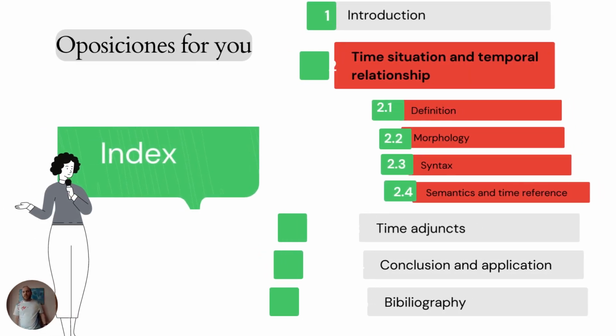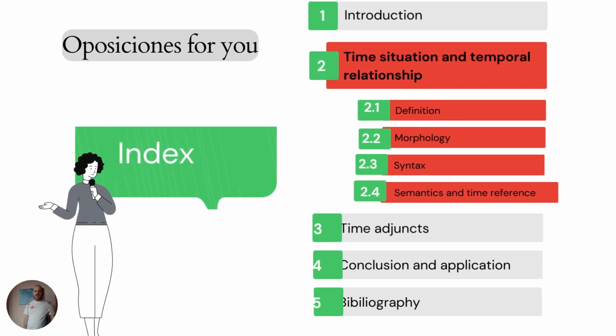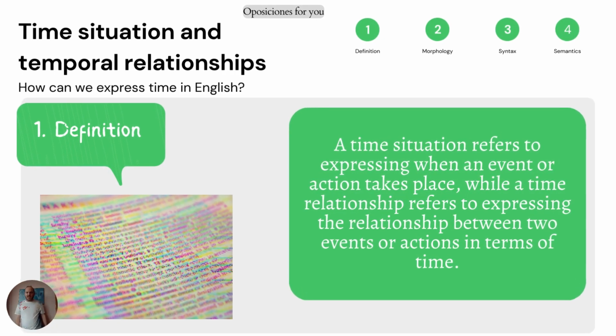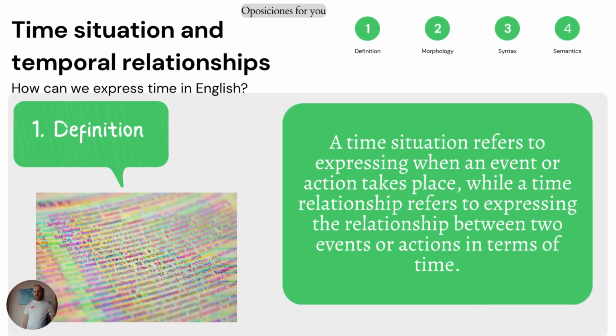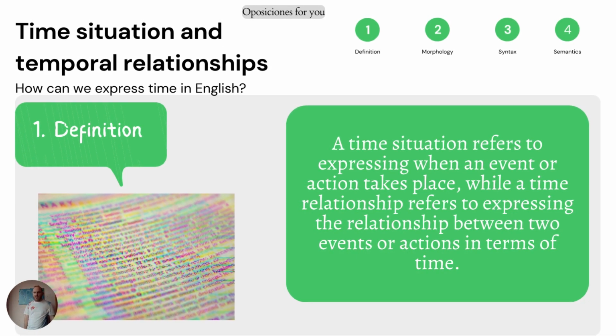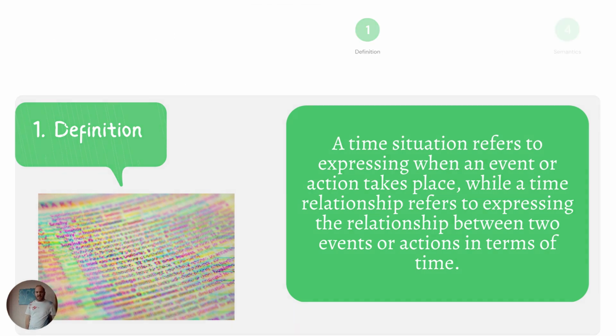As you can see in our index, we can get now to the part on time situation and temporal relationship. A key concept to understand when discussing time reference is the difference between a time situation and a temporal relationship. A time situation refers to expressing when an event or action takes place, while a temporal relationship refers to expressing the relationship between two events or actions in terms of time. This understanding is crucial in being able to effectively express time and frequency in English.